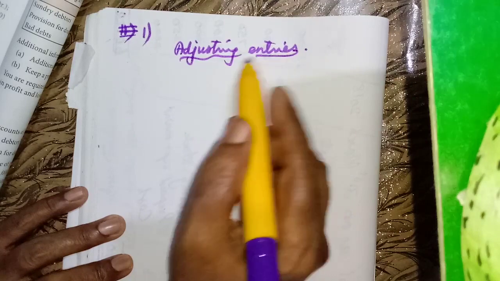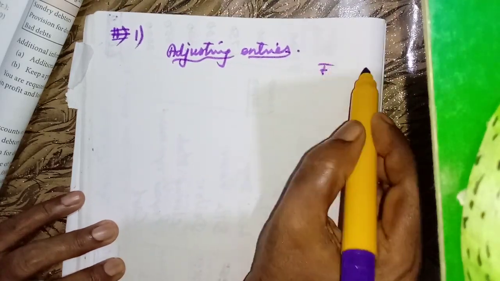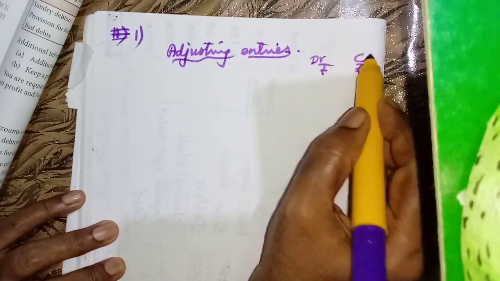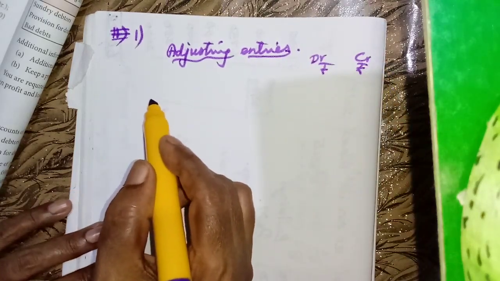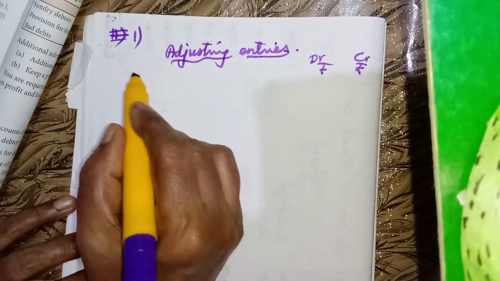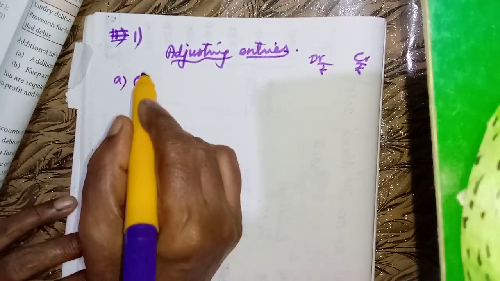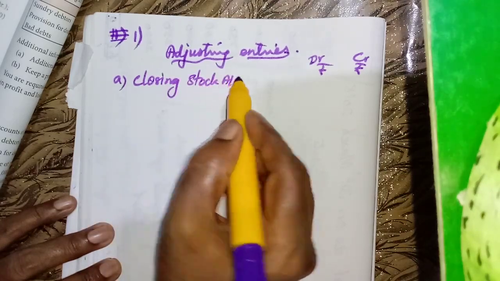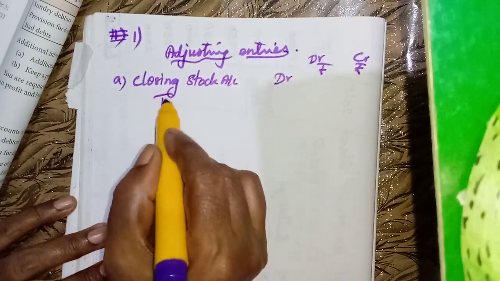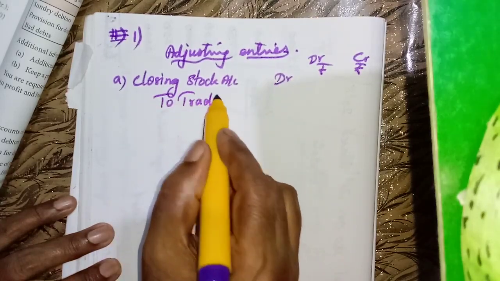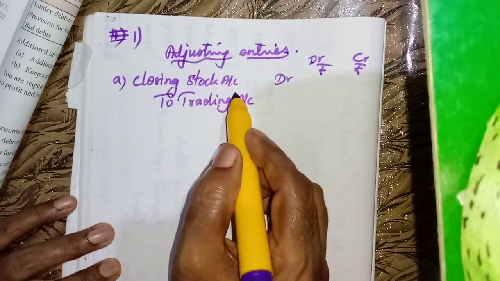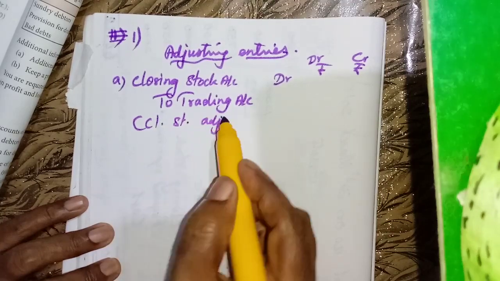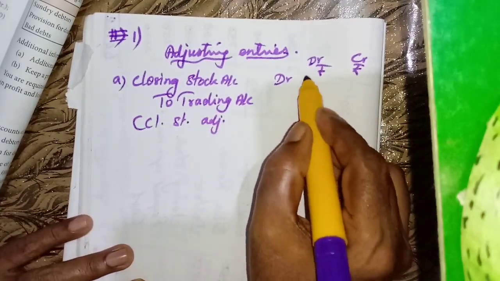Okay, the adjusting entries. Then rupees. Debtor, creditor, isn't it? Debit, credit. What is the adjusting entry for closing stock? Closing stock is an asset, isn't it? So, closing stock account debtor to trading account. Then closing stock adjusted, amount 5,000.